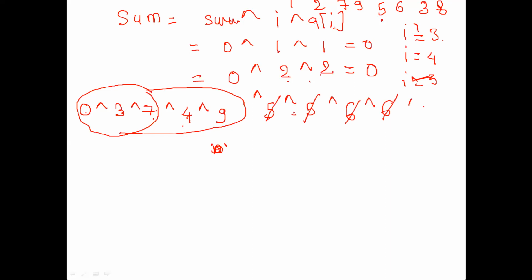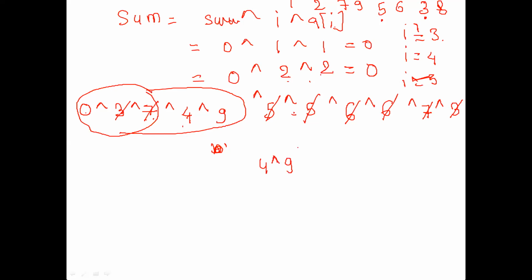Now next you will go to 7. i is 7. A of 7 is 3. Have a look. A of 7 is 3. Now just check it out. This 7 will be cancelled with this 7, N XOR N. This 3 will be cancelled with this 3, N XOR N. Now 4. What is remaining in the sum as for now? 4 XOR 9 only is remaining in the sum.